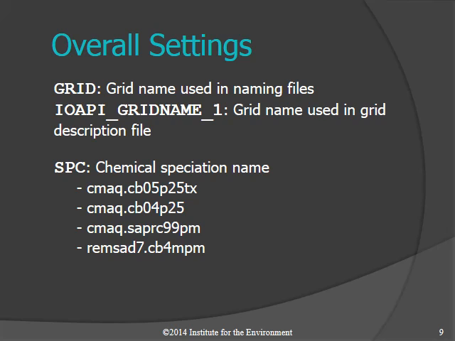Where the previous environment variables set aliases to directory paths, the environment variables shown on this slide set parameters for the configuration of a Smoke simulation. The environment variable grid sets the grid name to be used in the output file names from Smoke. The environment variable IOAPI grid name 1 sets the name of the modeling domain, which is defined in the IOAPI grid description file. And SPC is the environment variable that sets the chemical speciation name to be used in file naming.